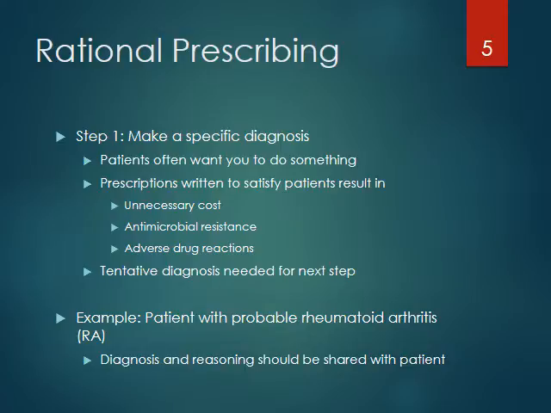So for an example of step 1, let's say you have a patient with probable rheumatoid arthritis. Again, sometimes these things are tentative diagnoses. You may not have confirmatory lab results or anything like that, but you have a good idea that this is what you think it is. Let's go with this. So again, when you're making this diagnosis, obviously your reasoning should be shared with the patient, so make sure everyone's on the same page. So this would be step 1 for coming up with a drug treatment regimen.